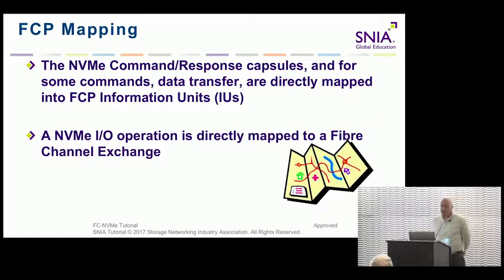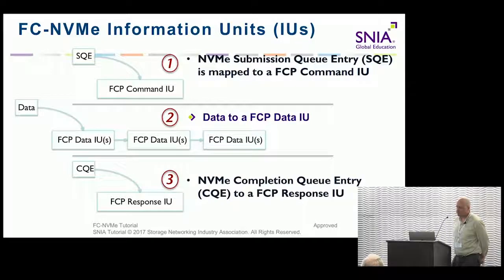So to map onto FCP, we have to map the NVMe command, response, and data onto Fibre Channel FCP frames. And an NVMe I/O operation is mapped directly into a Fibre Channel exchange. That means a single read operation would be one exchange. For example, an SQE, which stands for submission queue entry, is basically a command in NVMe. It's 64 bytes long, and it's the entry that's put on the queue that tells the controller what to do.